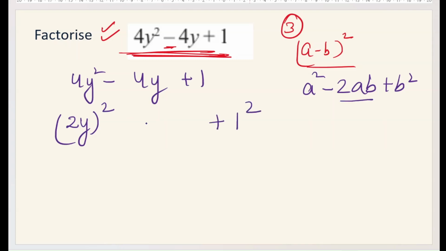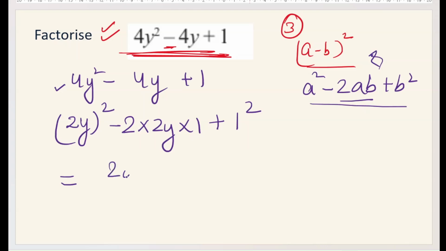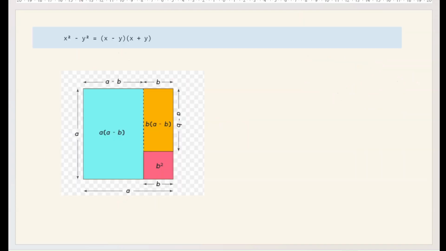In the center I want 2ab. So minus 2 into 2y into 1. Right? So now I have formed this expression in this form, so that is equal to a minus b whole square. So that is 2y minus 1 whole square. Okay. So that was about a minus b whole square.